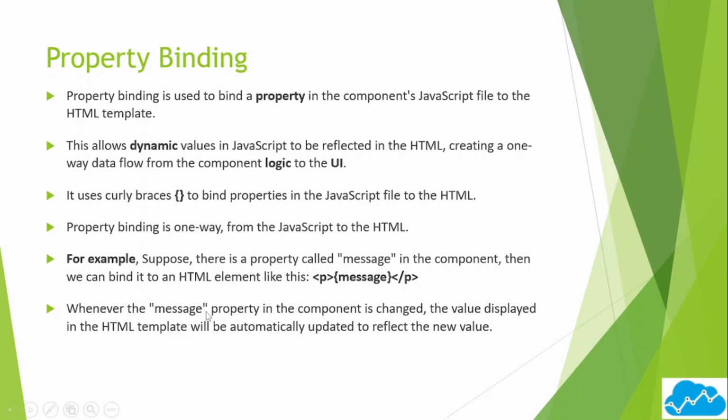Whenever the message property in the component is changed, as soon as the message property is updated, the value displayed in the HTML template will be automatically updated to reflect the new value. So we don't have to do anything to see the changed value in one-way data binding.